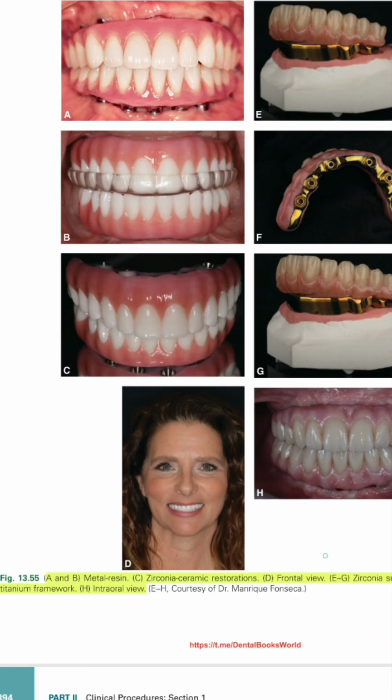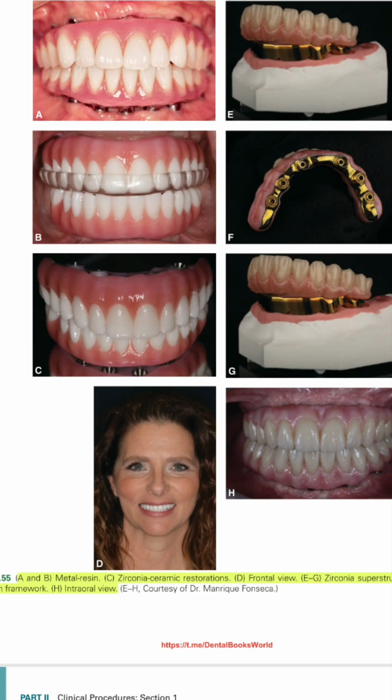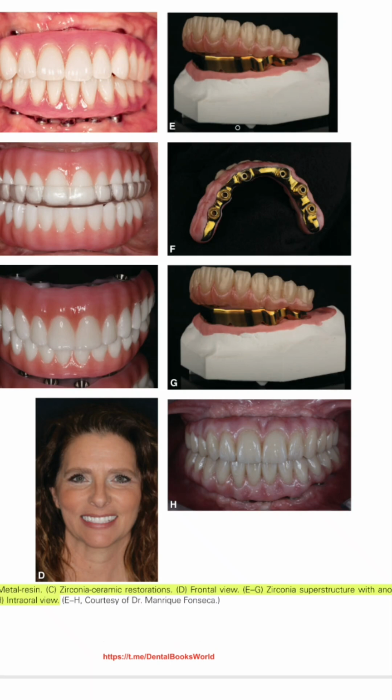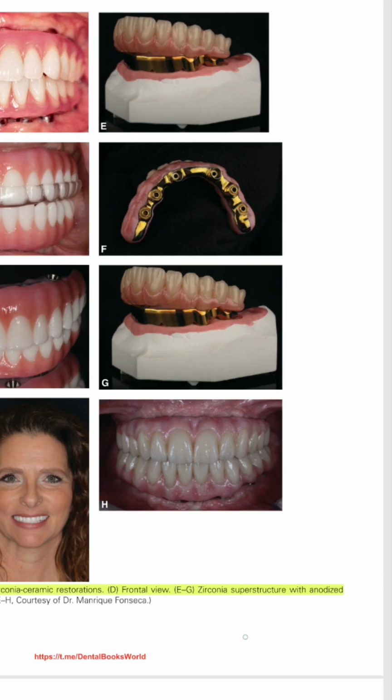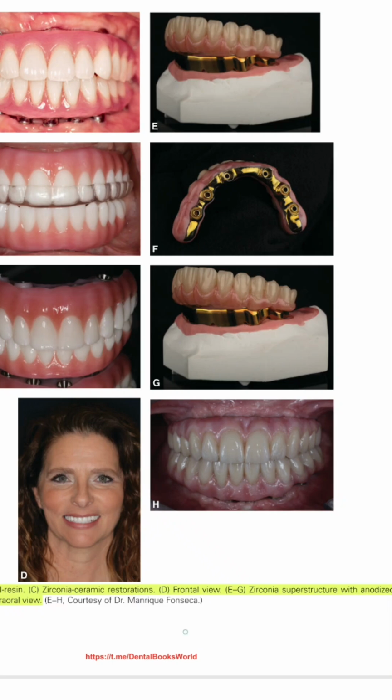This is a metal resin. The first, then B. C, we have zirconia ceramic restorations, and this is the frontal view of it. The E, F, G are the substructures of a titanium framework.